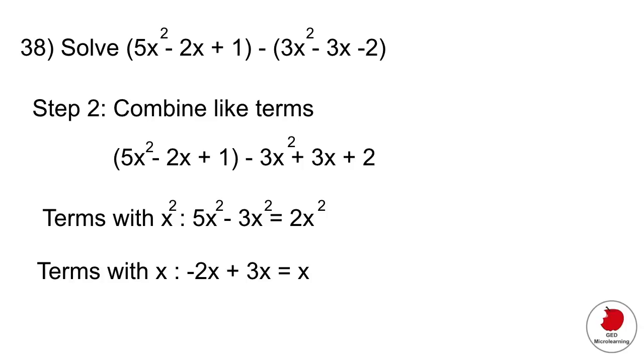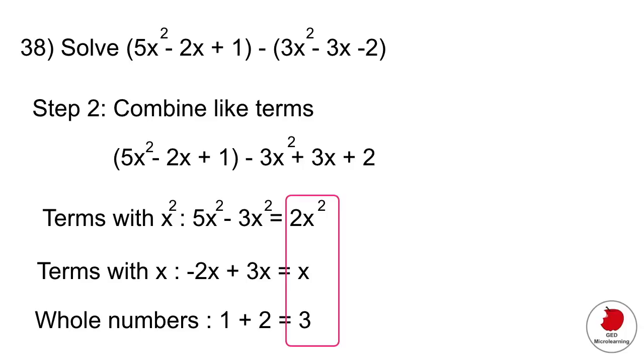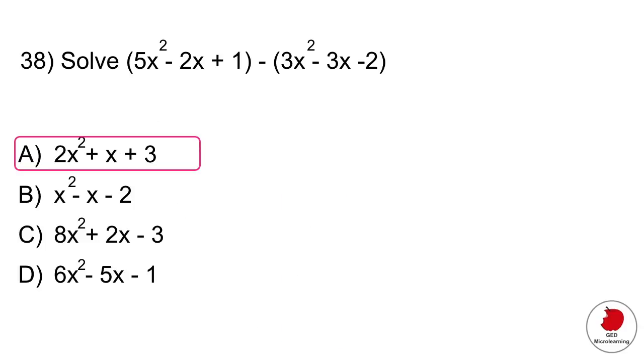And then the final thing that you do is combine the whole numbers in the equation. So in this case, you would have 1 plus 2, that gives you 3. And then finally, you're going to take all of these numbers and make up a new equation. Okay, so your new equation would be 2x squared plus x plus 3.